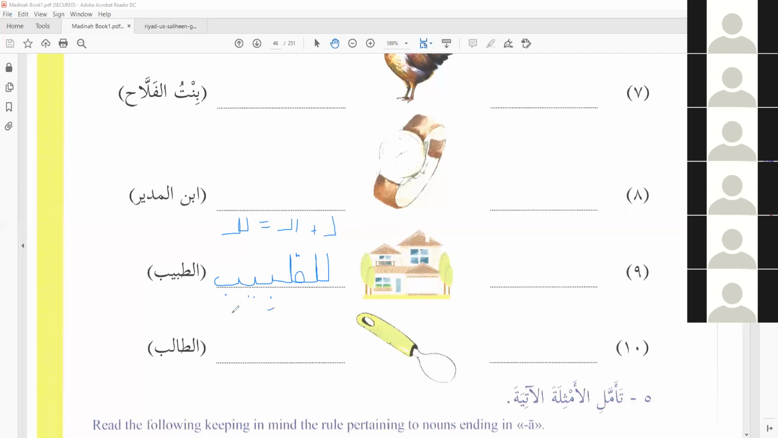Which Brother Muhammad dealt with very well, because that's not easy. This is about as difficult as it gets when it comes to using the lam. Lit-tabibi. The ta will be doubled to indicate the assimilation of the lam into the ta. And the first lam has its kasra. Lit-tabibi. And last one, Brother Asim, can you do number 10 for us?